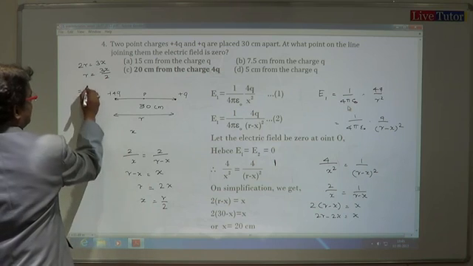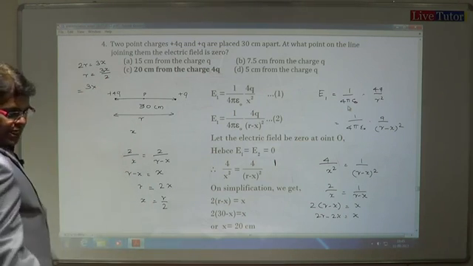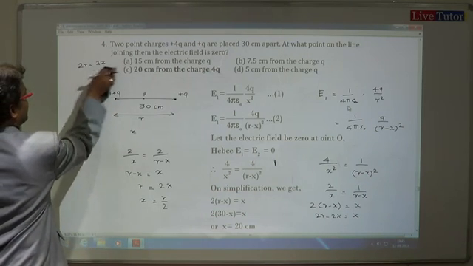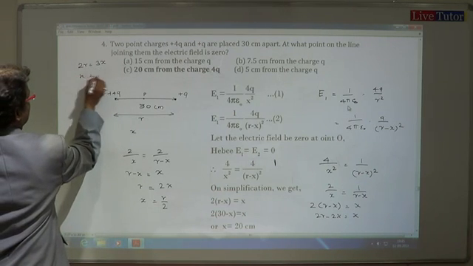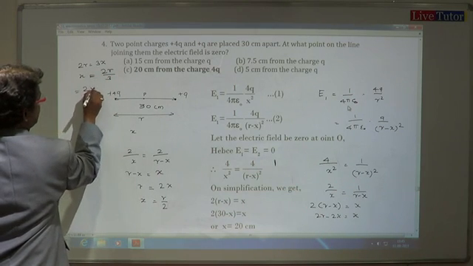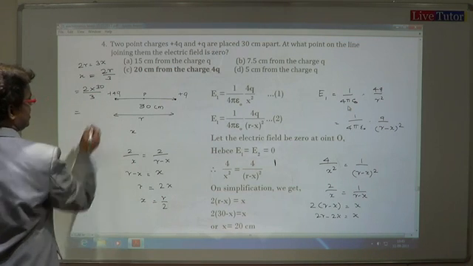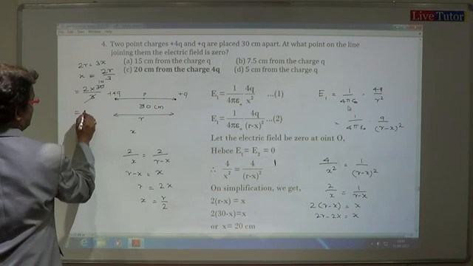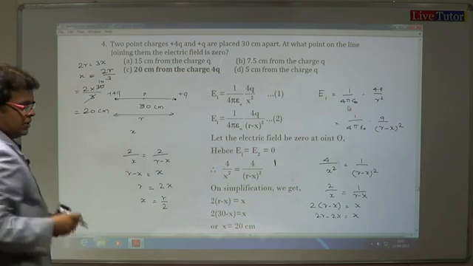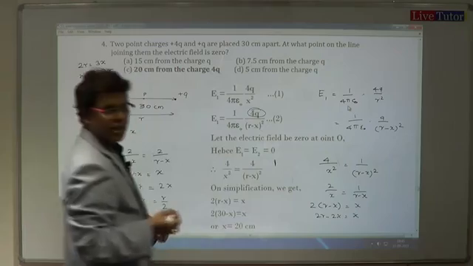That means 3 into x is how much we have taken it as. So we want x only, isn't it? So x is equal to 2r by 3. That is 2 into r value, which is 30, by 3. So how much is that? 10 times, so 20 centimeters. Right. So because of this expression, the whole thing has become wrong.